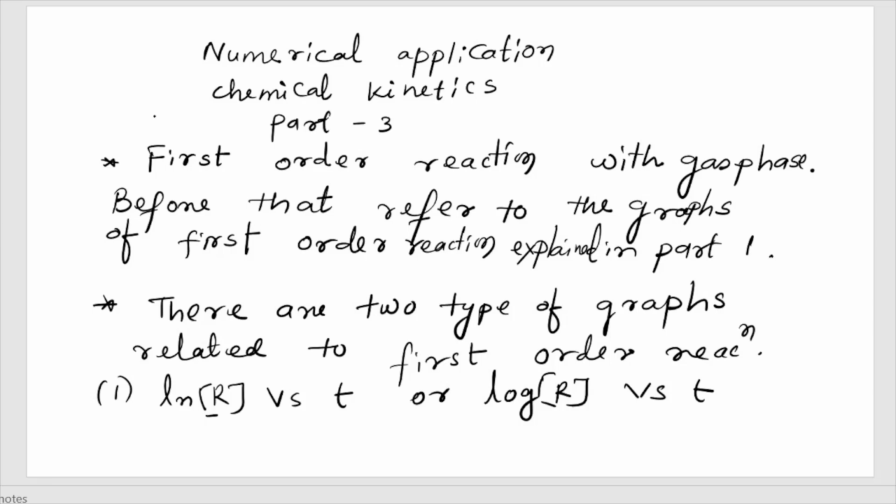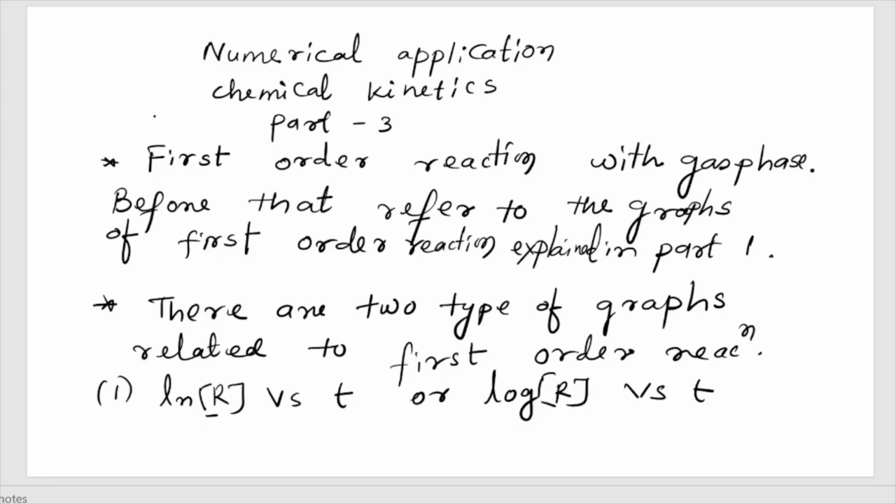Now I am going to explain numerical application of chemical kinetics part 3. This is introduction part 3, where I am going to explain some concepts, graphs and formulas related to the gas phase. We know the fast reaction concepts and formulas from before, and here I will explain faster reaction with gas phase. Before that, we should see again the faster reaction graphs which were explained in part 1. Then only it will be easy with gas phase.